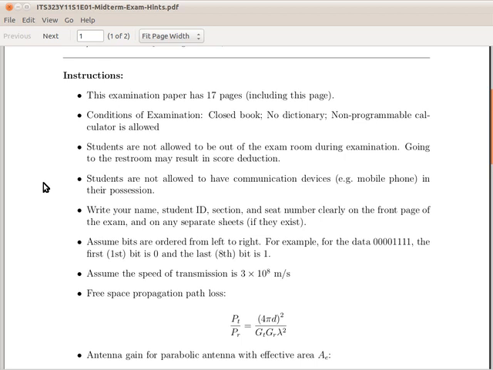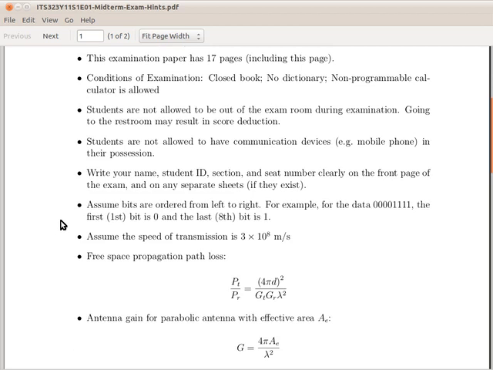Speed of transmission, the speed of light, 3 by 10 to the 8 meters per second. Free space is given. The area of an antenna, or the antenna gain, depending upon the area of the antenna, is given. Of course, be careful with this. The effective area is not necessarily the physical area. If we have a dish or a parabolic antenna, the physical area is determined by the radius. If we treat it just as a flat circle, then the physical area of this antenna is pi r squared.